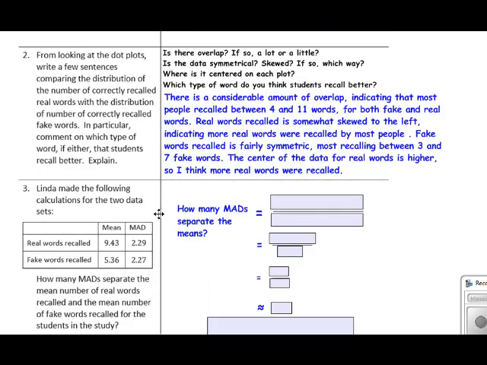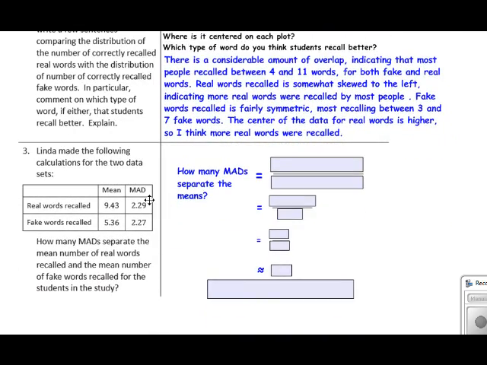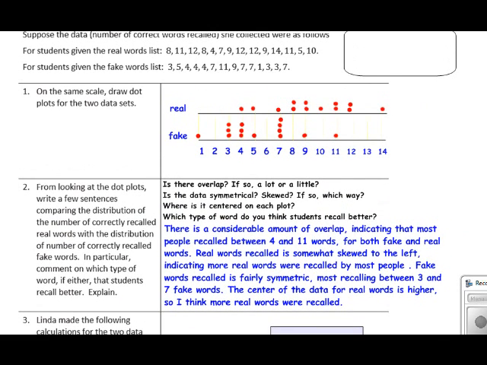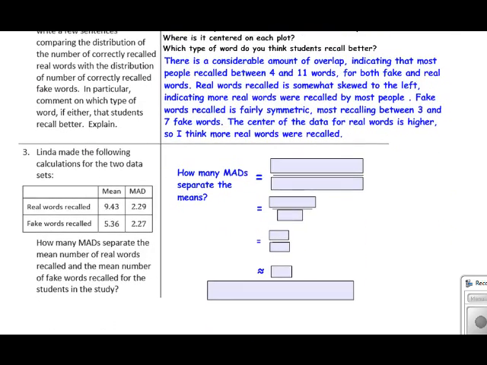Question 3. Linda made the following calculations for the 2 data sets. The real words recalled. The mean is 9.43. Remember, to calculate the mean, you would add all of these numbers and then divide by 14. To find the mean of the fake word list, you would add all of these numbers together and divide by 14. So we have a mean of 9.43 words for the real words and 5.36 for the fake words.